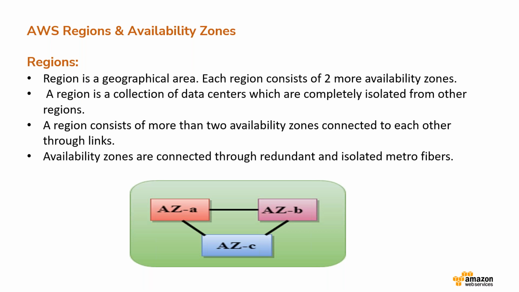Region is the collection of the data centers. A region is a collection of AZs, 2 or more. That's correct. For example, in Mumbai, the 3 data centers are already there. Mumbai is a region, and the AZs of Mumbai may be Mumbai 1A, 1B, 1C. These are the data centers.